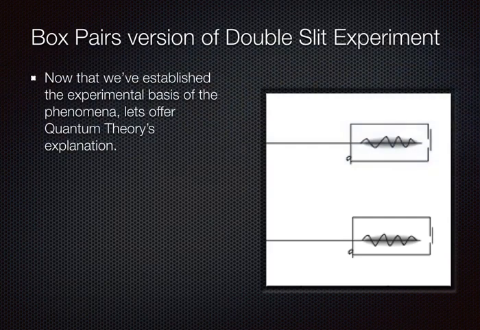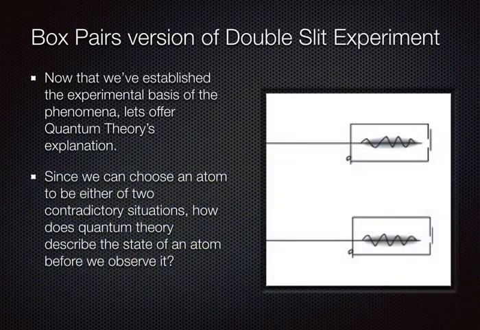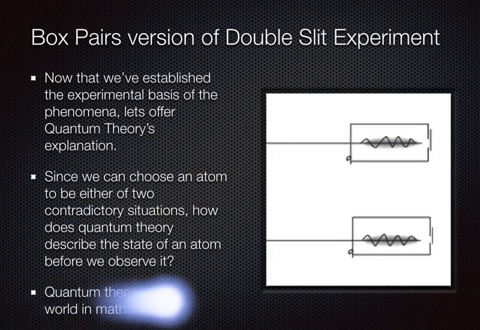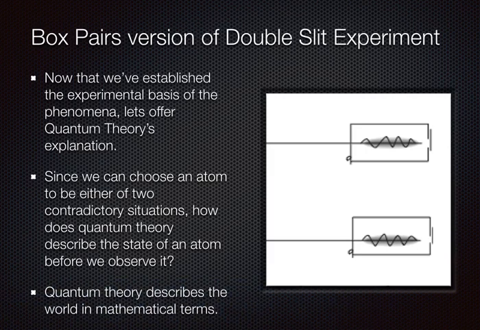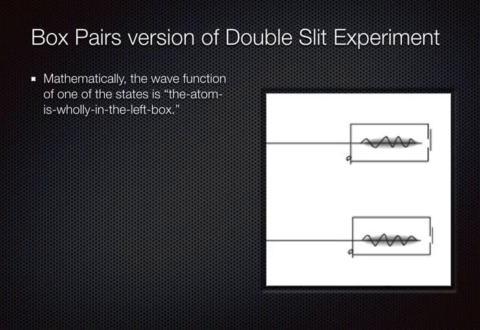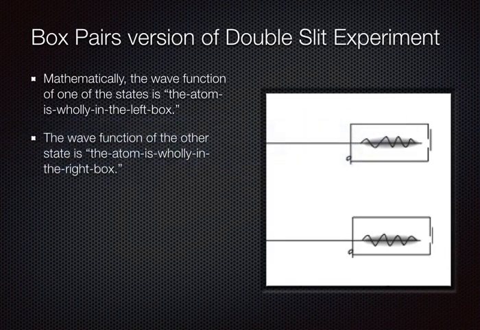So, now that we've established the experimental basis of the phenomena, what is quantum theory's explanation of all this? What does the mathematics actually tell us? Since we can choose an atom to be either of two contradictory situations, how does quantum theory describe the state of an atom before we observe it? Quantum theory describes the world in mathematical terms. So mathematically, and this is a translation, I'm not going to start throwing equations at you, the wave function is: the atom is wholly in the left box. That's a direct translation. And for the other box, the wave function is: the atom is wholly in the right box.